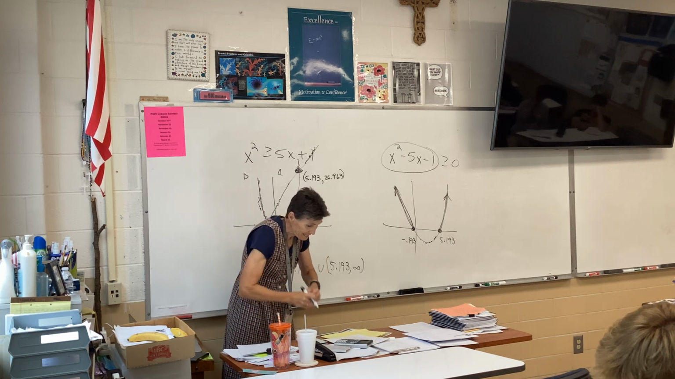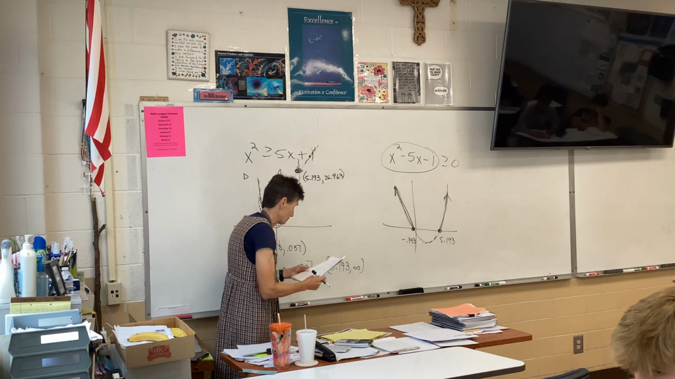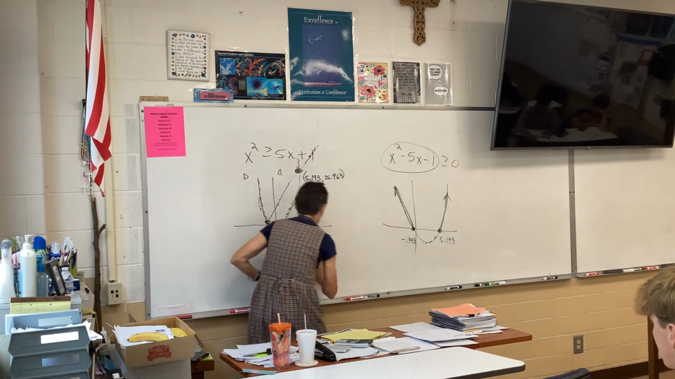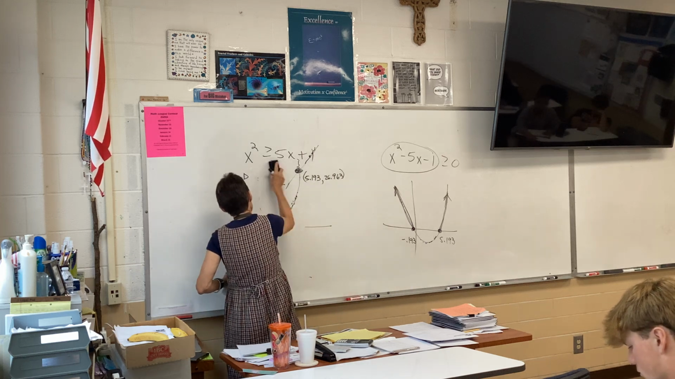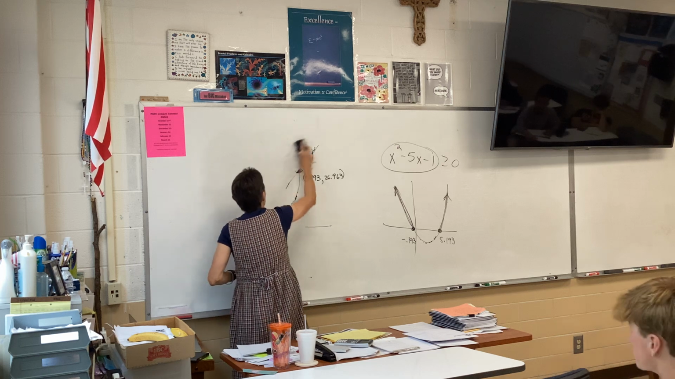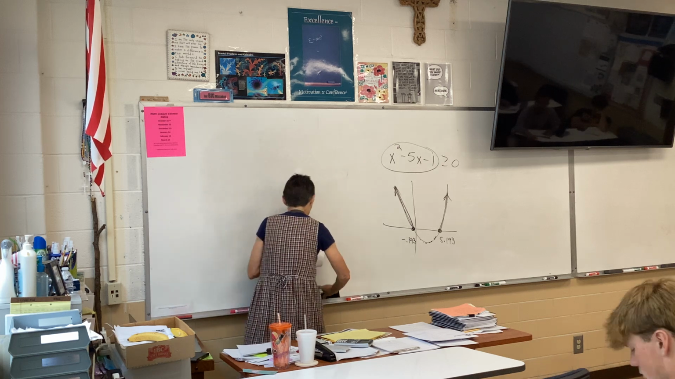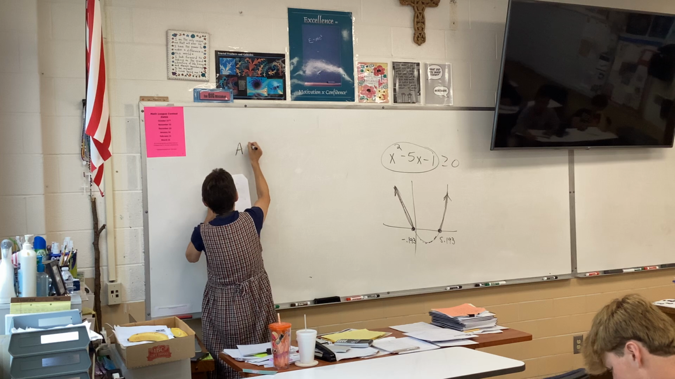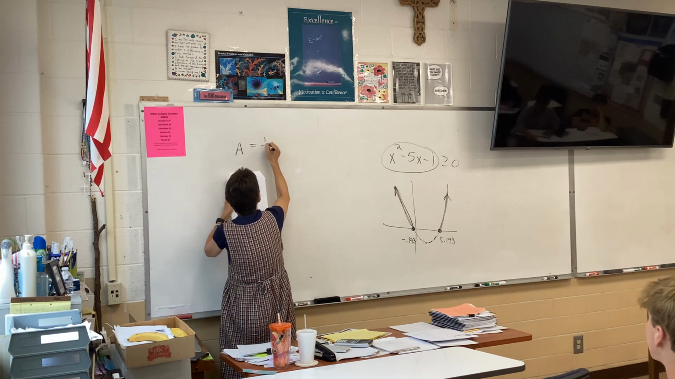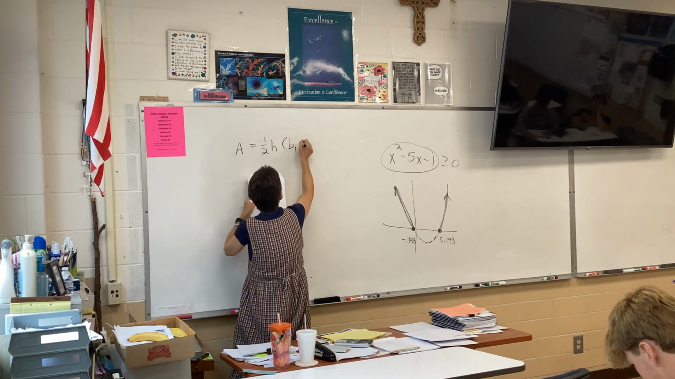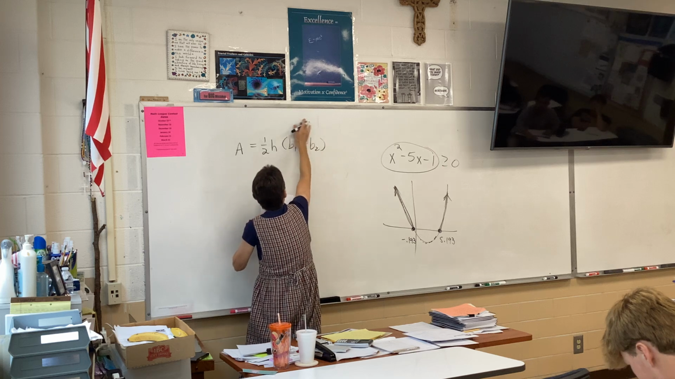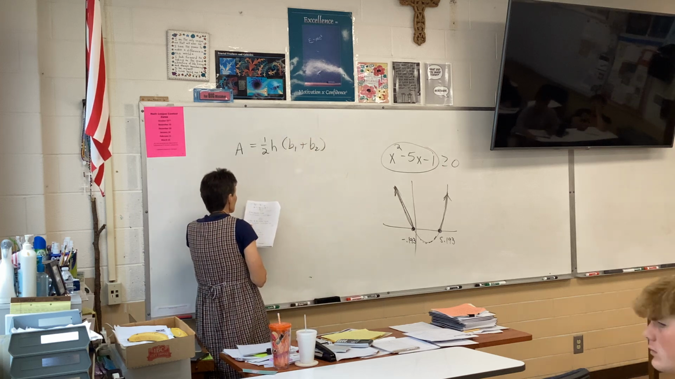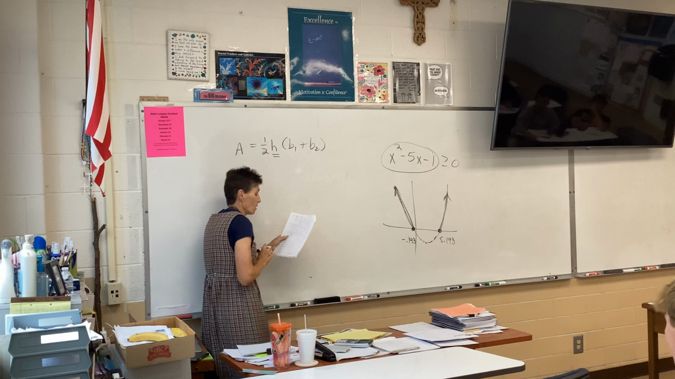Solve for the indicated variable. That means whatever they tell you to solve for, get that letter by itself. What is this the formula for? Anybody recognize that formula? Trapezoid. Area of a trapezoid. Yep, that's the area of a trapezoid. And we want to solve for h.